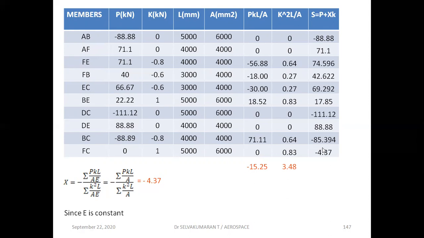Suppose each and every member has a different Young's modulus value, then you have to introduce a column for Young's modulus. So here you will have PKL by AE and K square L by AE. You have to use this formula to get the redundant. Here in this problem, Young's modulus is constant.